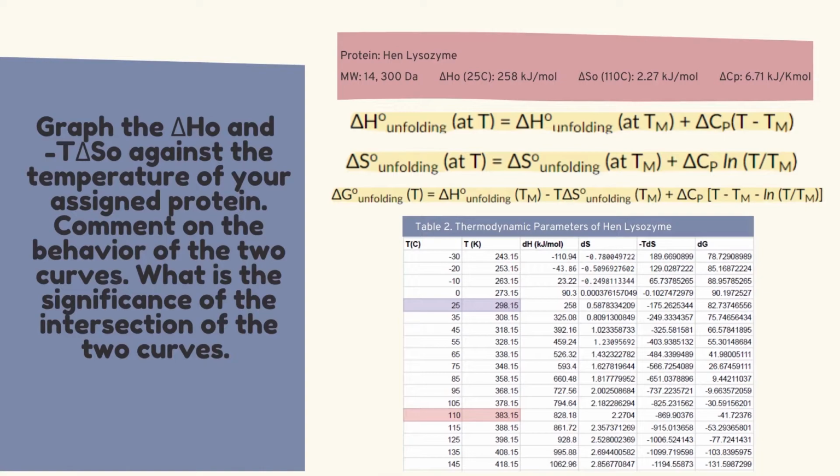From the given thermodynamic parameters in Table 1, we determined the delta H naught at 25 degrees Celsius, delta S naught at 110 degrees Celsius, and delta Cp of the protein. Using these formulas, we determined the delta H naught unfolding, delta S naught unfolding, and delta G naught unfolding at different temperatures, and the calculated thermodynamic parameters are summarized in Table 2.